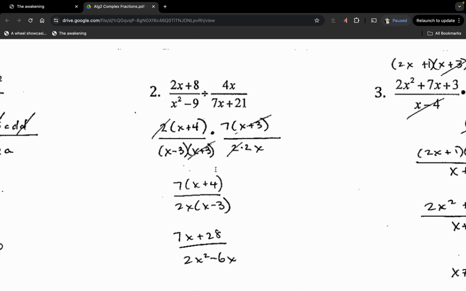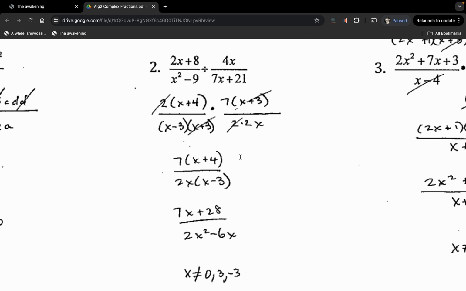As long as you know how to factor, this is just simple multiplication, but we can go ahead and do this one. 2x plus 8, that would factor, you have a greatest common factor of 2, so that would go into 2, and then x plus 4 in the parentheses. 4x, and we have to remember that this is division, so we are going to be doing the keep, change, flip. So this would turn to multiplication, and you would have this flipped.